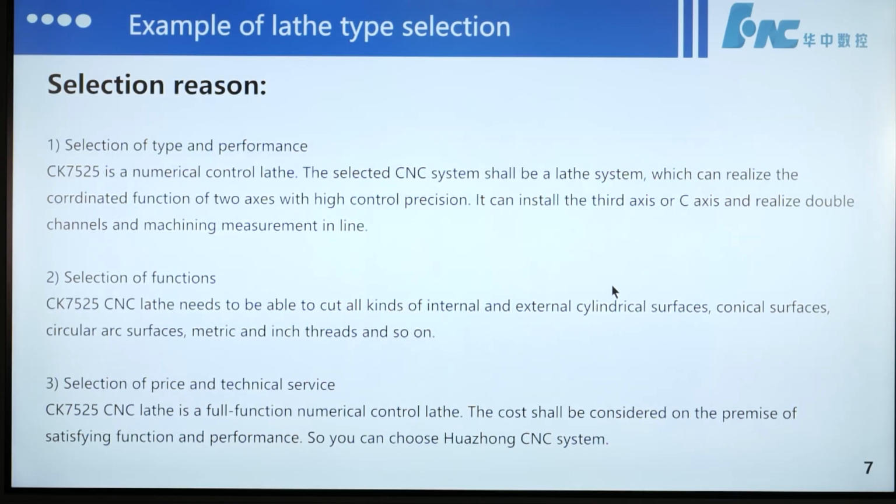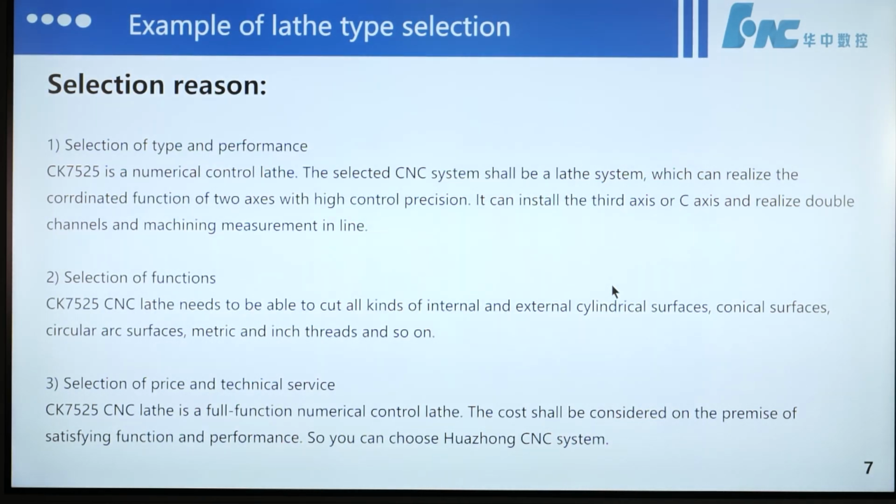Selection reasons. Number 1. Selection of type and performance. CK7525 is a numerical control laser. The selected CNC system should be a laser system, which can realize the coordinated function of 2 axes with high control precision. It can install the third axis or Z-axis and realize double channels and machine measurement in line.